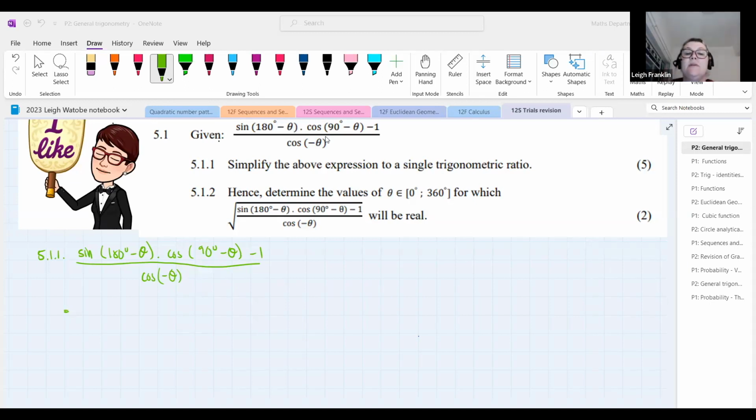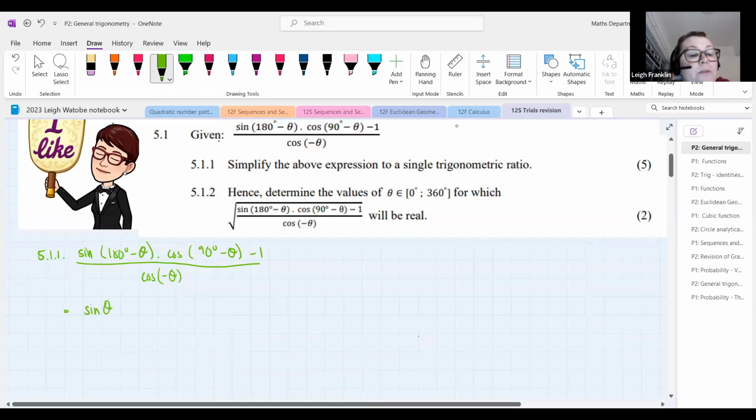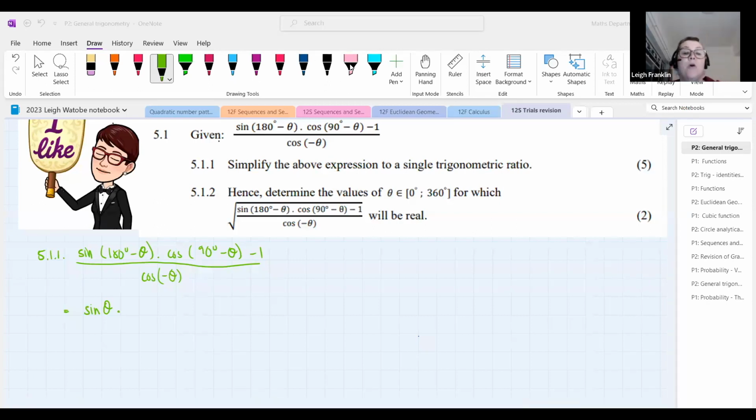So 180 minus theta is which quadrant? It's the second quadrant. Good. Is sine theta positive in the second quadrant, or is it negative? It's positive. Yes, well done. So this is going to reduce to positive sine theta. Important, we'd get a mark for that, but we'll talk about the marks at the end.